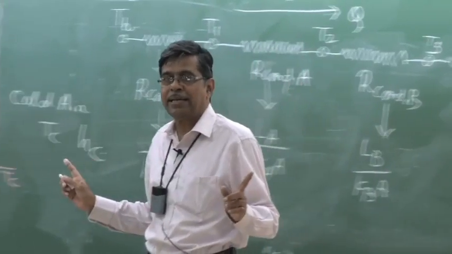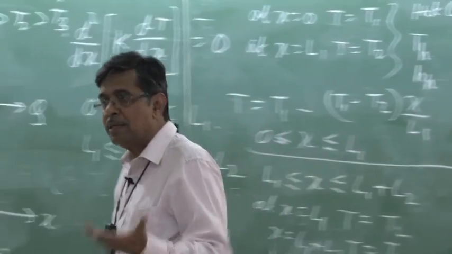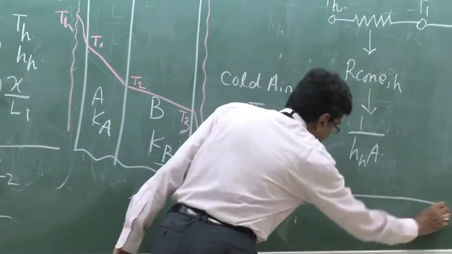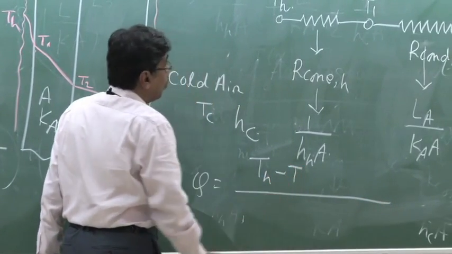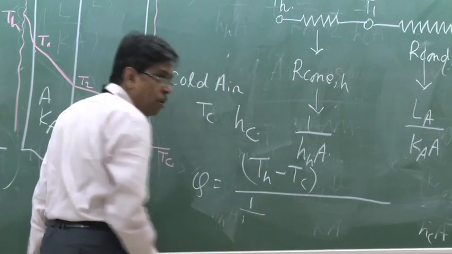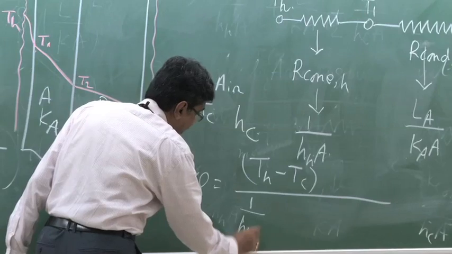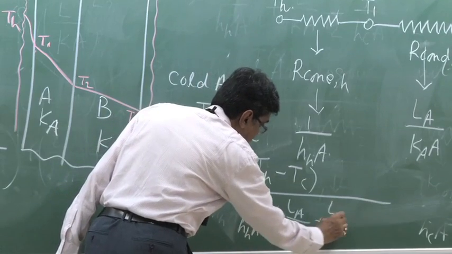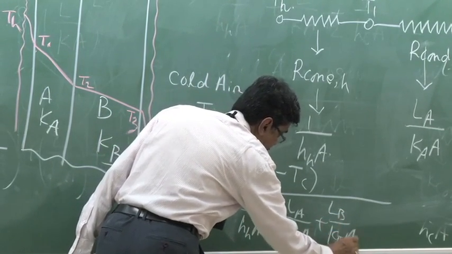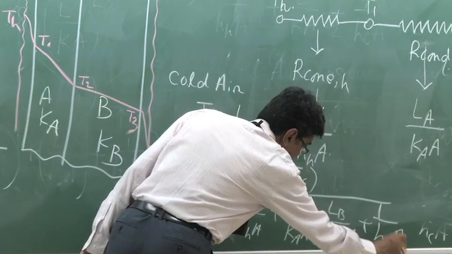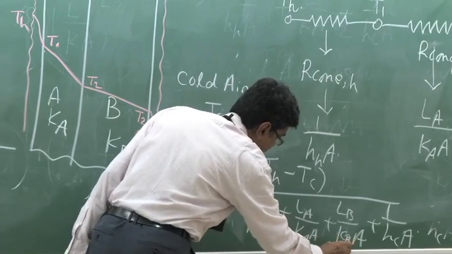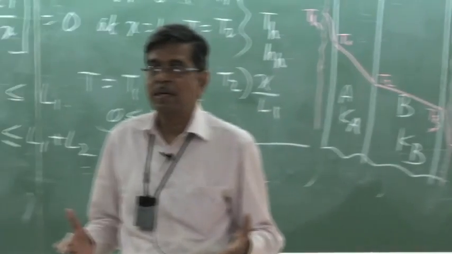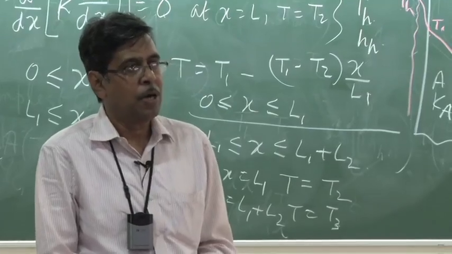So if one can draw this electrical analogous circuit as a combination of resistances, then the problem is solved, and we can write Q as the overall temperature difference divided by the total resistance. If the problem is prescribed in terms of the overall temperature difference, it is same as a single wall. Only thing is that there are two conduction resistances, LA by KAA, LB by KBA, plus the convection resistances 1 by HHA and 1 by HCA. So these are the two conduction resistances in series along with the convection resistances. So this is a series network problem of steady one-dimensional flow.